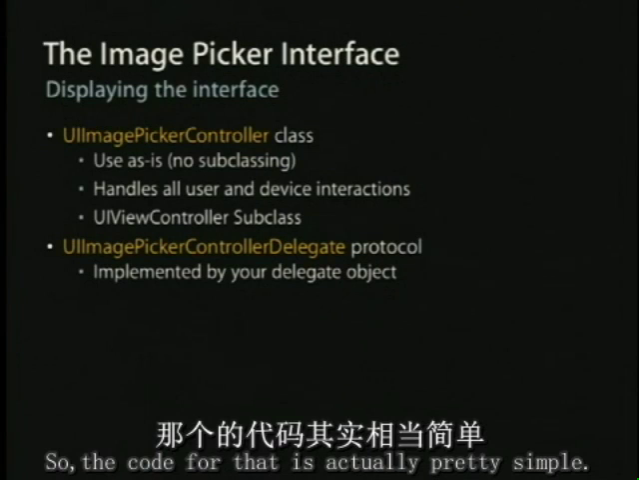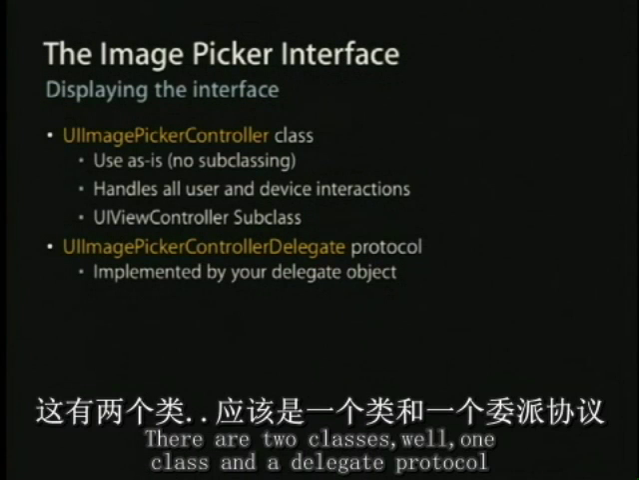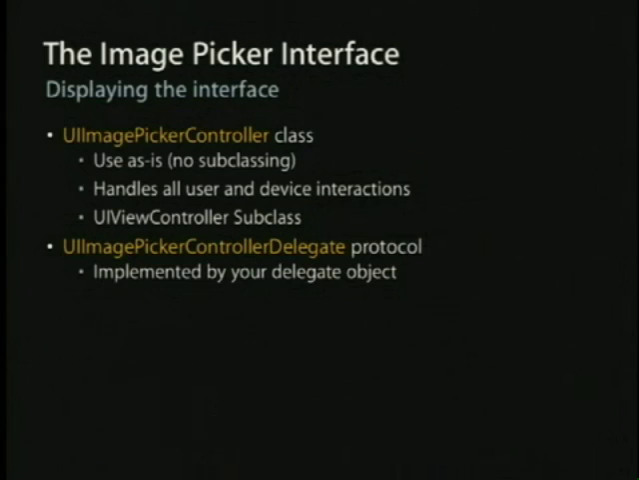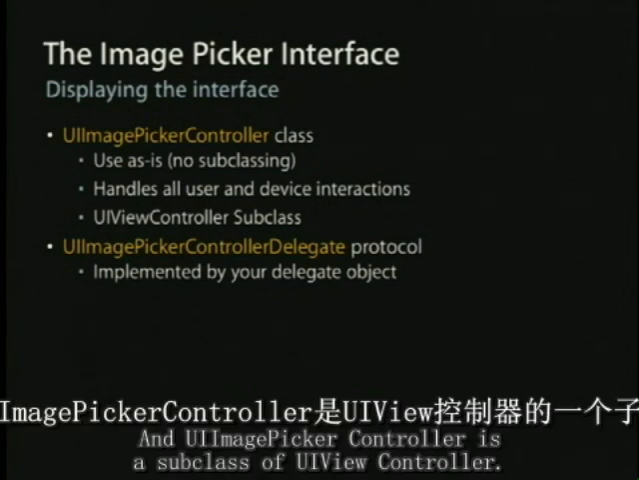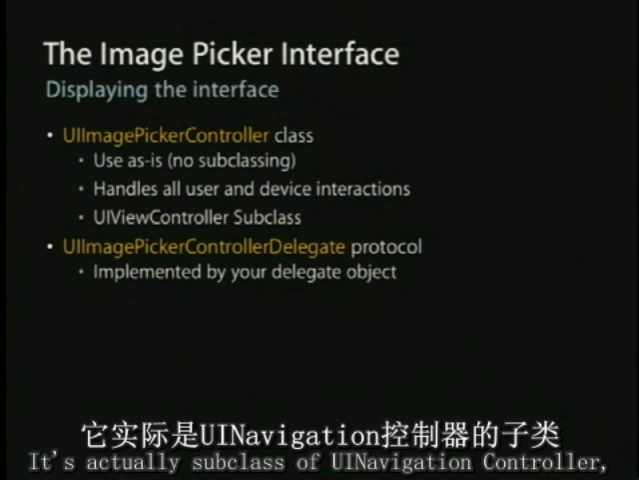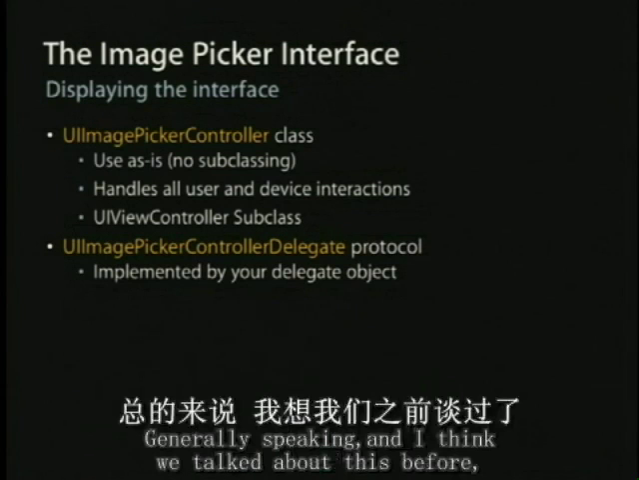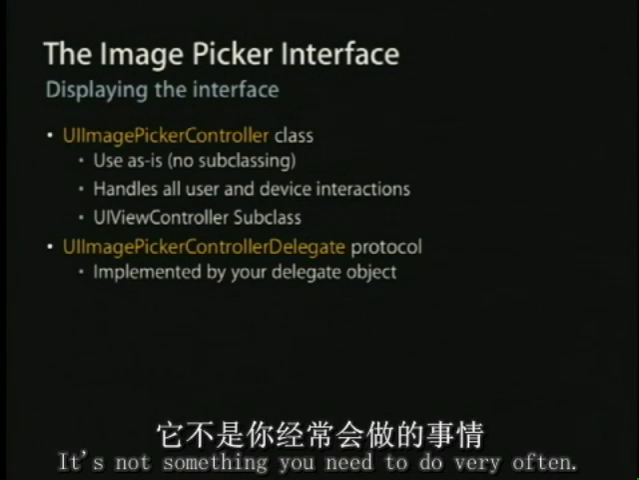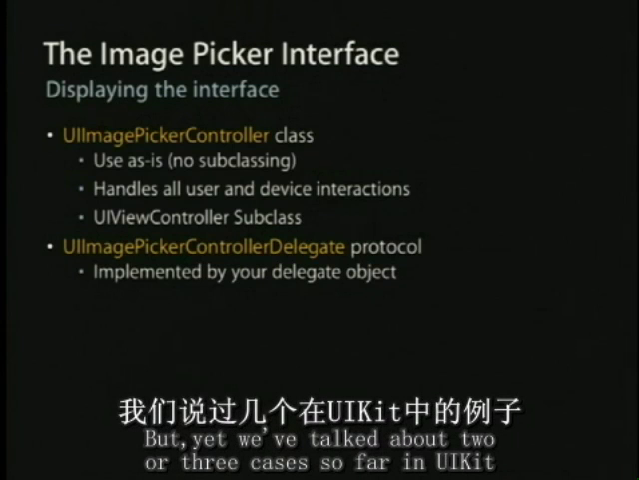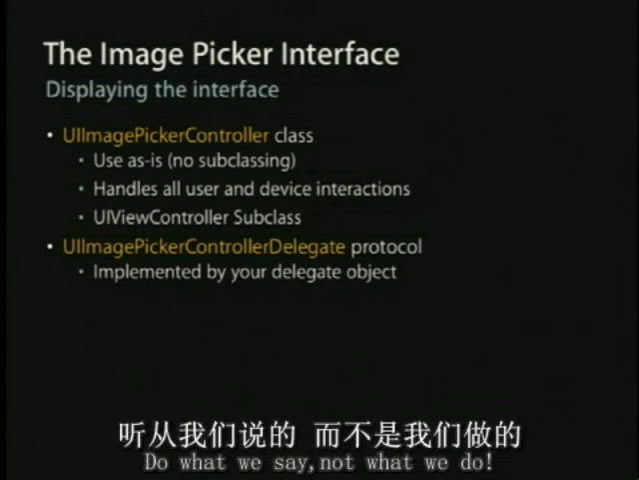So the code for that is actually pretty simple. There's two classes, well, one class and a delegate protocol that you use in order to access these things. The class is the UIImagePickerController. And UIImagePickerController is a subclass of UIViewController. It's actually a subclass of UINavigationController, but it's a little odd. Generally speaking, and I think we talked about this before, when you're writing your own code, you're probably not going to subclass UINavigationController. It's not something you need to do very often. But yet we've talked about 2 or 3 cases so far in UIKit where we have subclasses of Navigation Controller. Do what we say, not what we do.